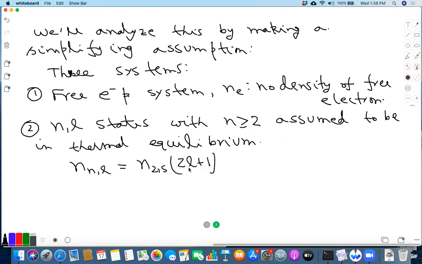2L plus 1, this is the degeneracy of the angular momentum L states, and then you have this exponential factor, B2S minus BNL. And we also justified this assumption last time. And basically the point is that the number of thermal photons that make transitions between 2S and NL states is still large in number compared to the number of electrons, and as a result, it makes sense to think of this as in thermal equilibrium with the bath.